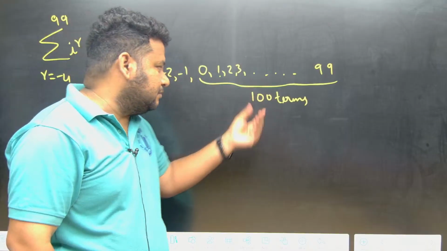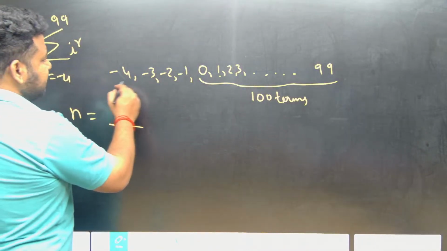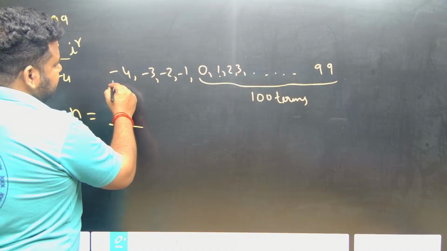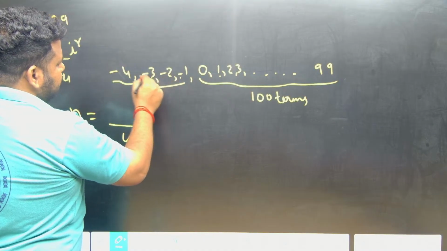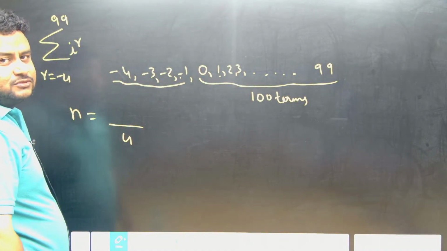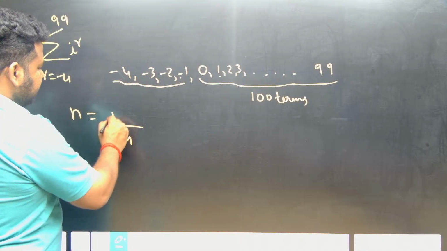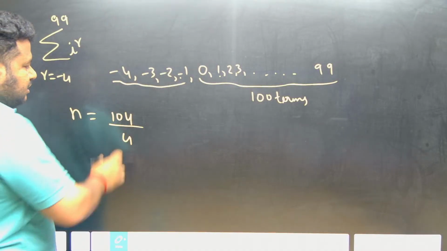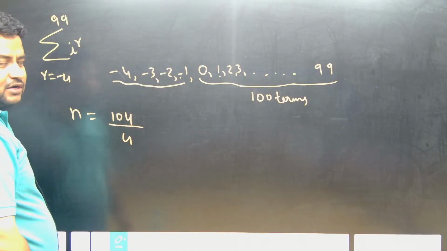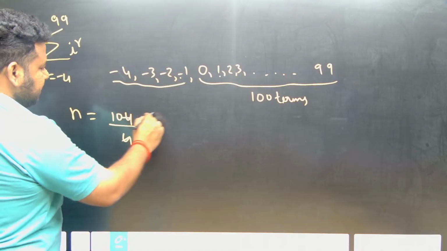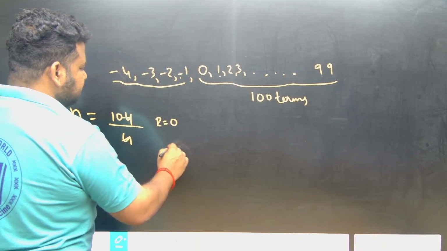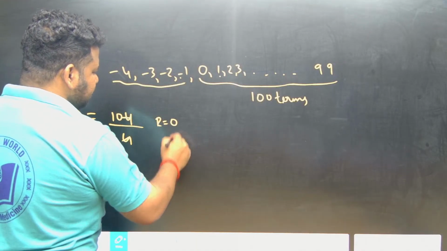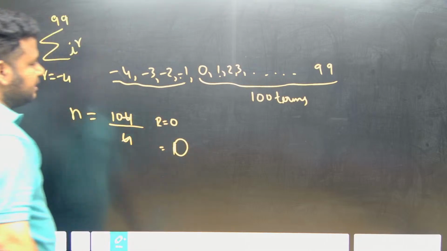So here 100 terms, and what about this? How many terms are there here? See here, 1, 2, 3, 4. Okay, 104 terms. So 104 divided by 4. What is the value I will get? Remainder here is 0. How many terms are left? Remainder is 0 means 0 terms are left. The answer is 0.